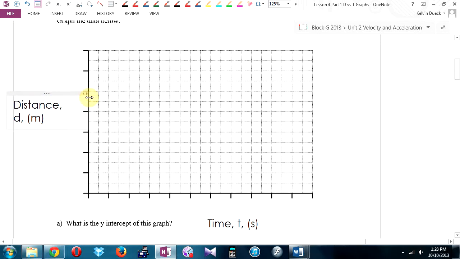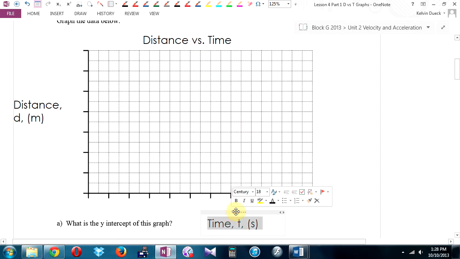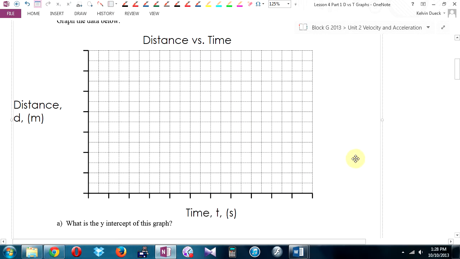What else does every single science graph have to have that a math graph doesn't necessarily have to have? Title. I could probably come up with something fancier, but that'll function just fine. Distance versus time. And I need to add a scale of some type as well.